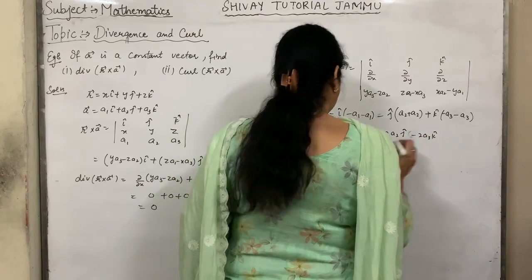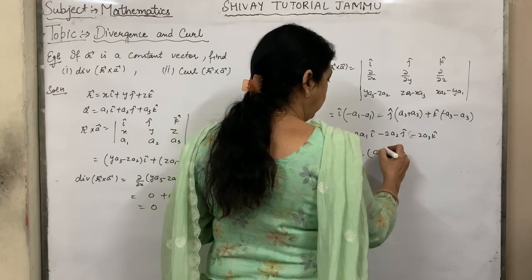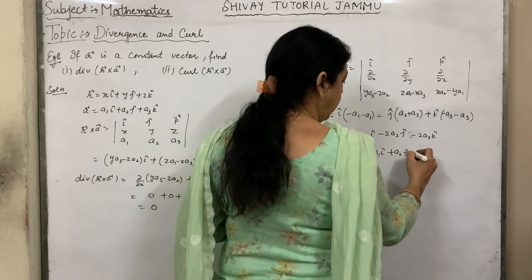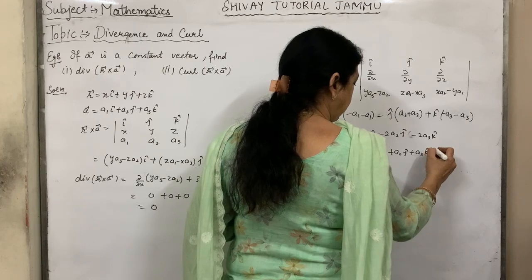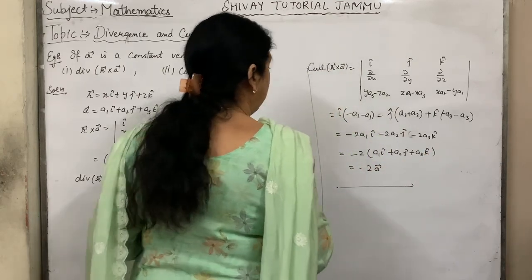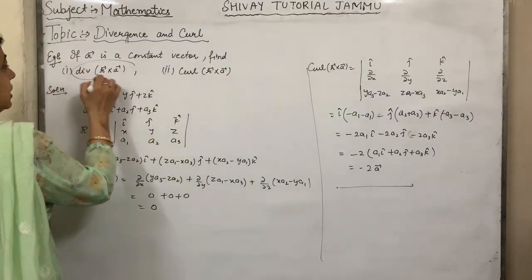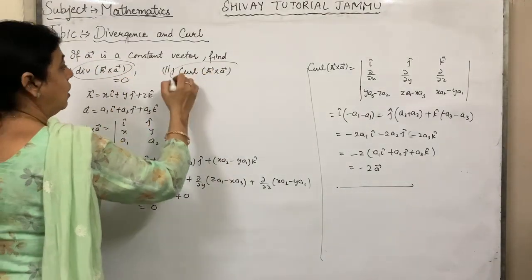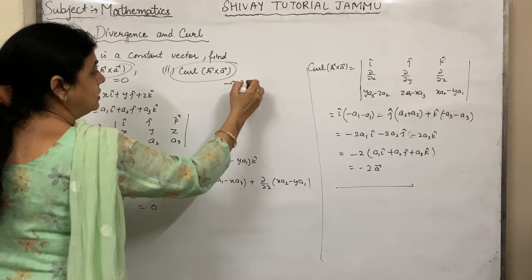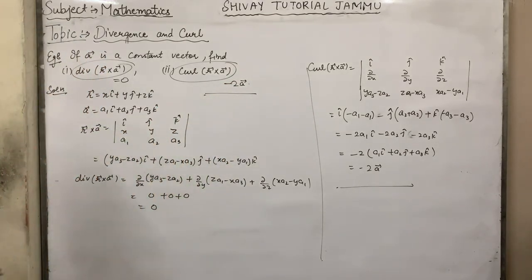Okay. This is minus twice a1i minus twice a2j minus twice a3k. I will take minus 2 common, a1i plus a2j plus a3k. And this is the A vector. Then it is minus twice of A vector. And this you have to remember every time. Div of r cross A is 0 and curl of r cross A is minus twice A vector. You will use this result in some other questions.